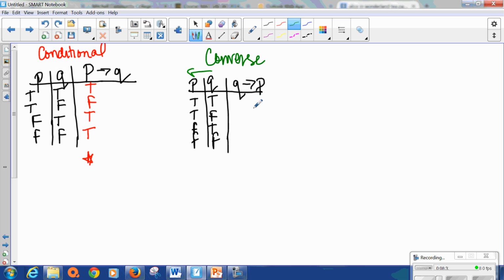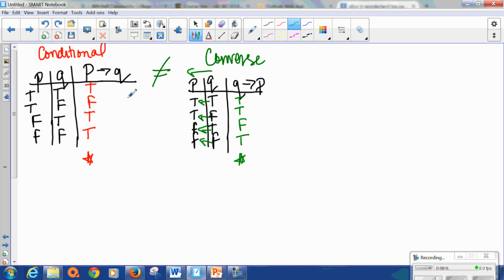A conditional is false when a true leads to a false. So this one right here, true leads to false. That's the only one that's going to be false. This is true to true, false to true, false to false. And so you can see right away, these are different. This is true, false, true, true. This is true, true, false, true. And these answer columns are not the same. So these are not the same statement. They don't have the same truth value.